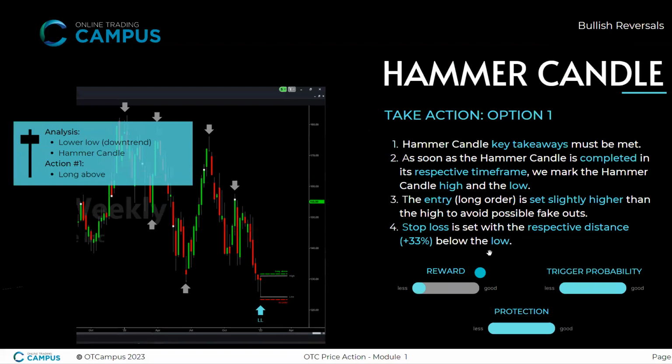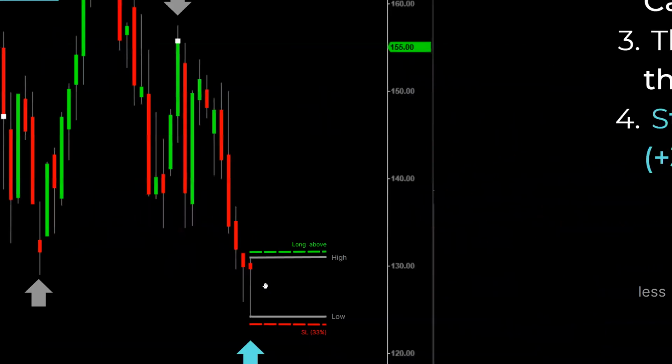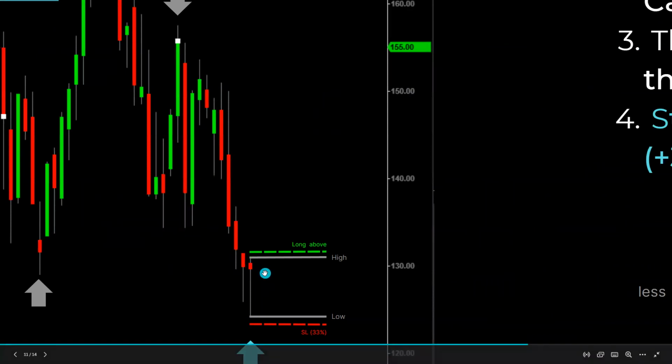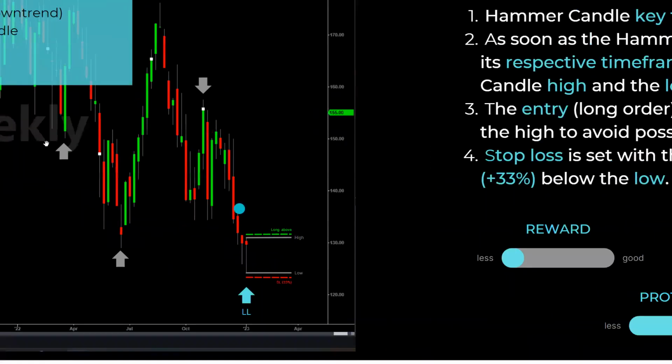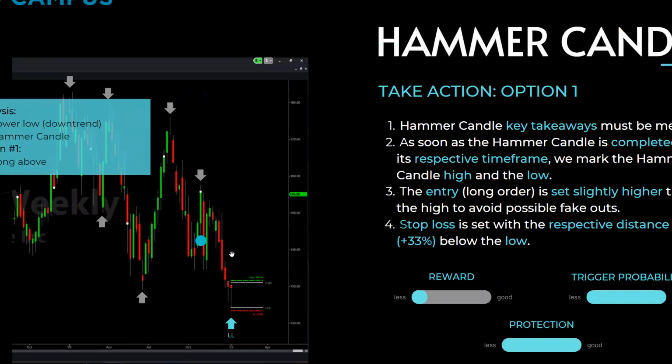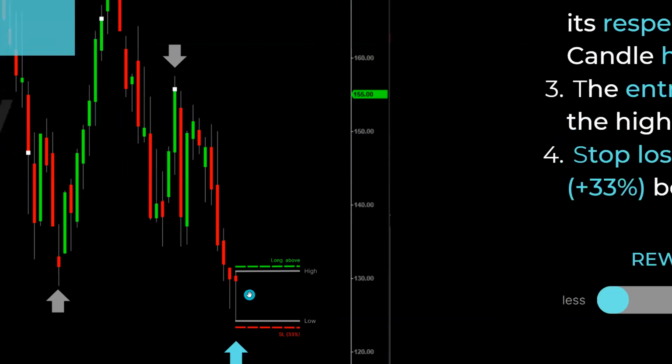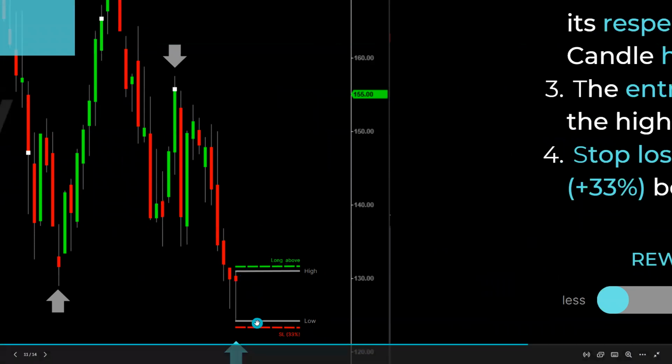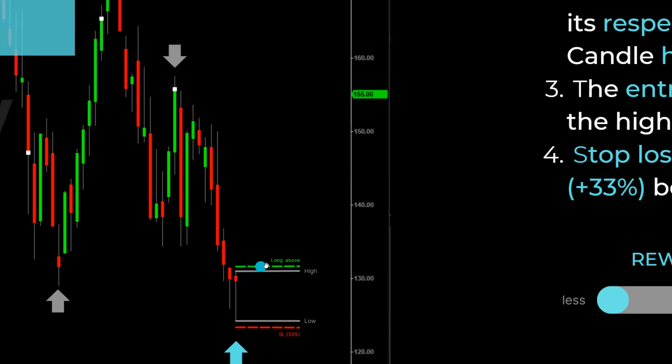Why? What is the reason? The reason is to avoid possible fake outs. Sometimes we get a confirmation. Remember, that means we completed this hammer candle here, and then price moves. This is a weekly chart. Then next week, Monday, we trade a little bit above here, and then we get more weakness, for example. We call this a fake out. That is the reason why we always move our entry a little bit higher, to avoid this fake out.